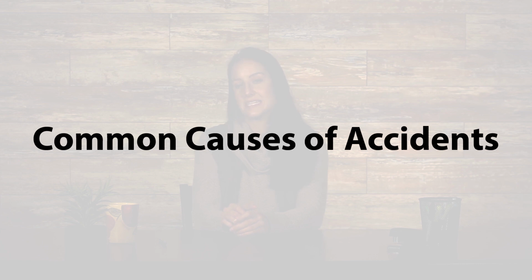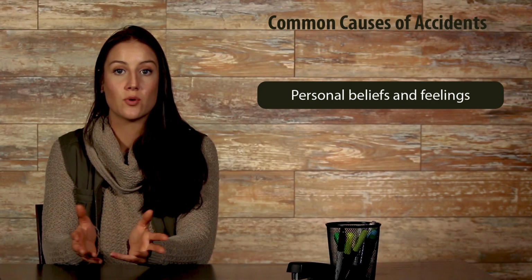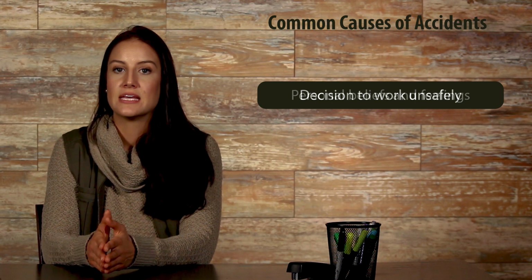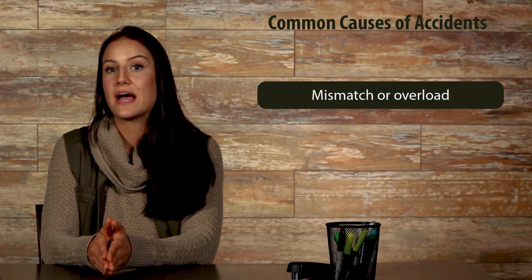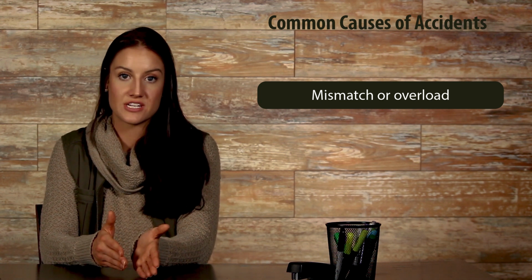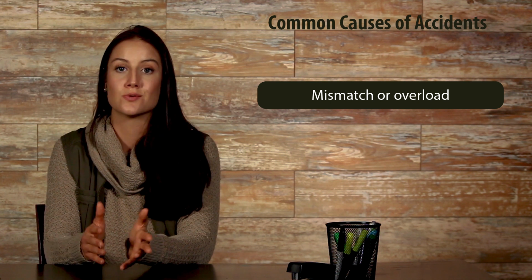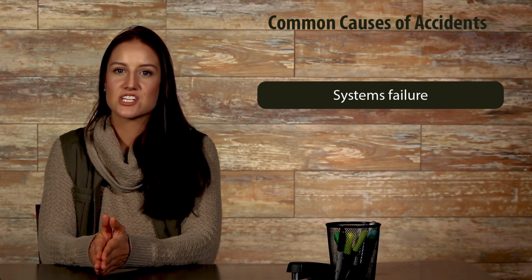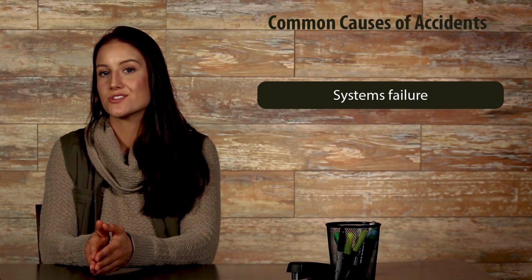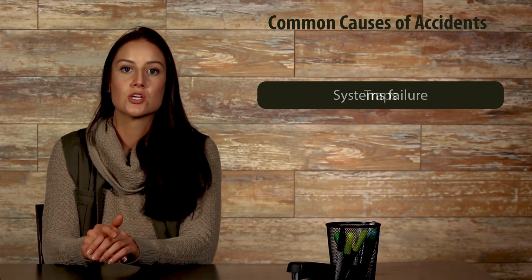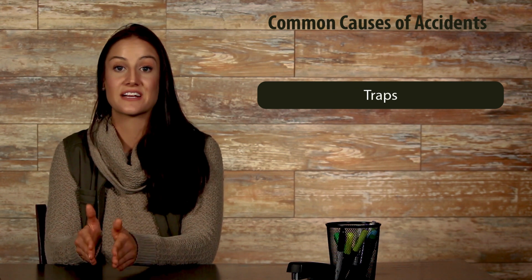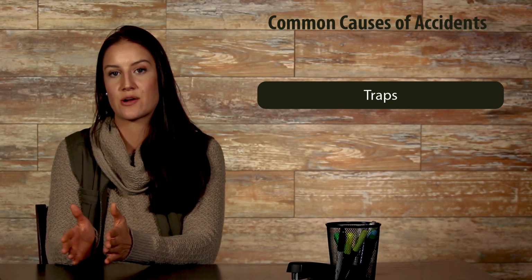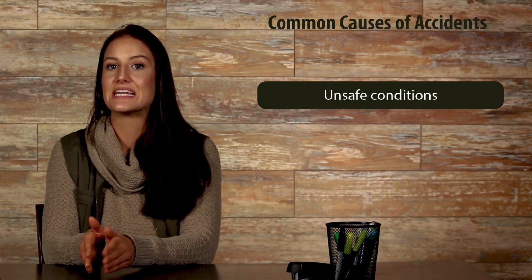Common causes of accidents. The most common causes of accidents, according to Hartshorn, include the following: personal belief and feelings, feeling invincible, ignoring rules and procedures, etc. Decision to work unsafely, mismatch or overload, worker is in poor physical condition or is stressed and tired, the work is too complex or too repetitive, the work environment is too hot or noisy, etc. System failure. Management's failure to provide clear policies and procedures, to correct hazards, to offer training, etc. Traps. Poorly designed workstations, defective equipment, inadequate lighting and ventilation, etc. Unsafe conditions and unsafe acts.